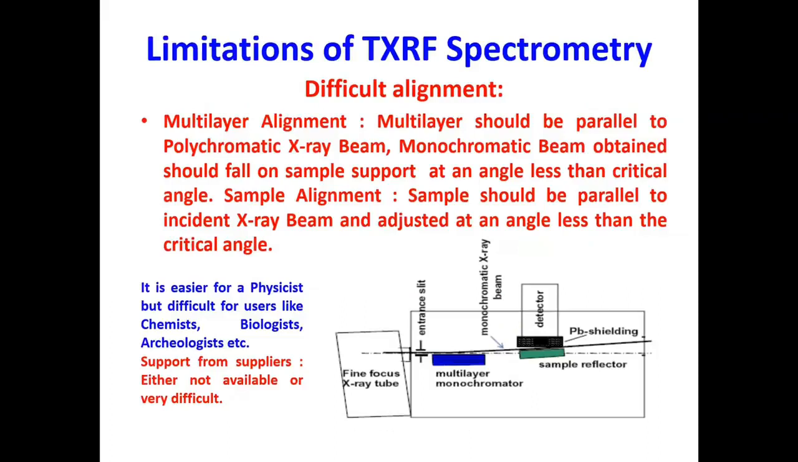But one main limitation of TXRF which I could observe, especially in developing countries, is the problem in alignment. In TXRF, the X-ray beam comes and forms on a multi-layer monochromator. You have to align the monochromator and then it should go to the sample reflector at an angle less than the critical angle. These alignments for physicists are easier, but users like chemists, biologists, archaeologists, etc., find it very difficult. I have seen that there are so many TXRF spectrometers which are not working, especially in India, because of these problems.